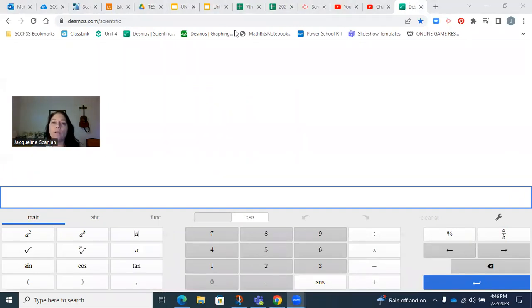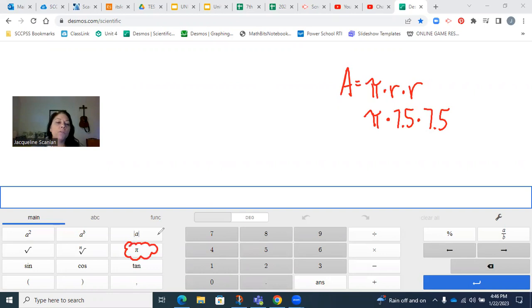Okay, so I'm going to just write that information back here. It's area equals pi times radius times radius. And so we're going to use the pi symbol times 7.5 times 7.5. All right, so how do I put that into this calculator? I want you to notice over here on the left-hand side of Desmos that there is a little symbol for pi. That is what we're going to use instead of typing in 3.14 because it's going to give us a slightly different answer. So the first key I'm going to hit is this pi key.